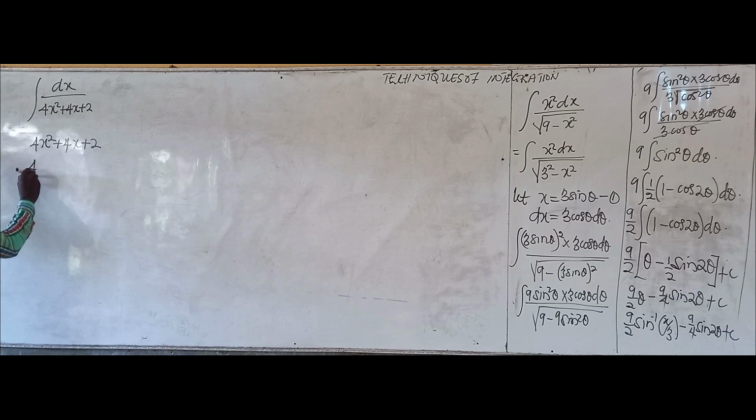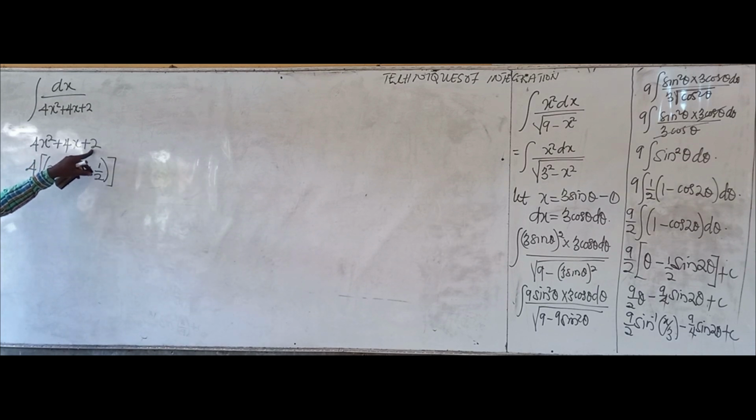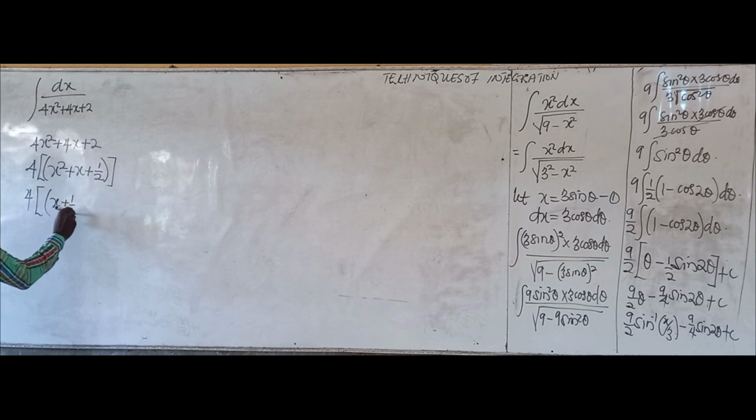Factorize 4 out, you get 4 times x squared plus x plus 1 over 2, because I'm dividing each term by 4. Dividing 2 by 4 gives us half. Then take half of the coefficient of x. The coefficient of x is 1, so half of 1 gives us half. So we have x plus half squared. You see that if you expand this, you get x squared plus x plus 1 over 4.